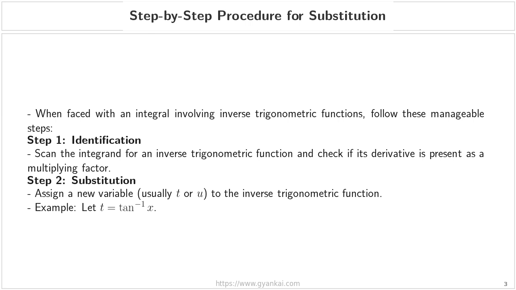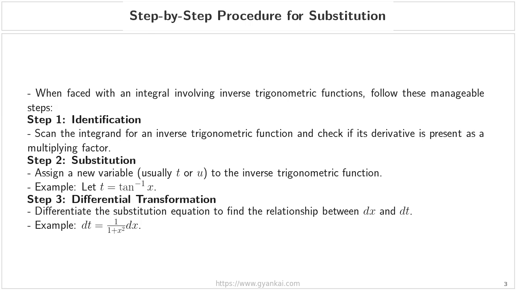Once you've identified that pairing, the next step is to make a substitution. This is where we simplify the integral. We assign a new variable. We usually use t or u, but t is very common for the inverse trigonometric function. For example, let's say t equals arctangent of x, that is, t equals inverse tangent of x. This is the heart of the simplification process.